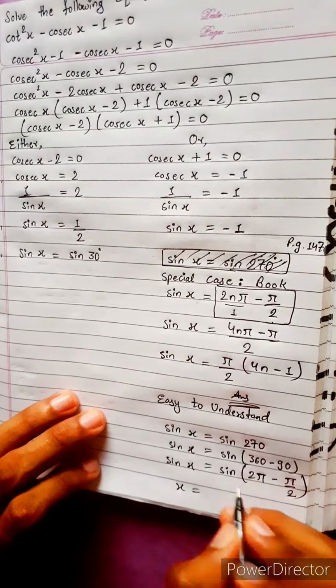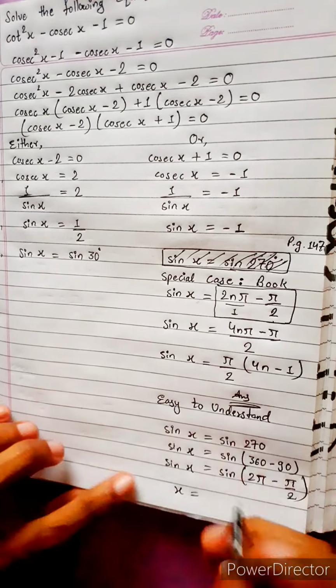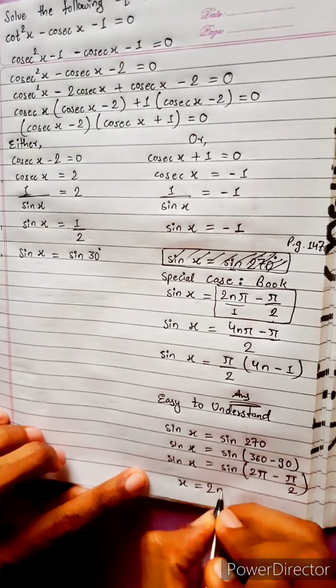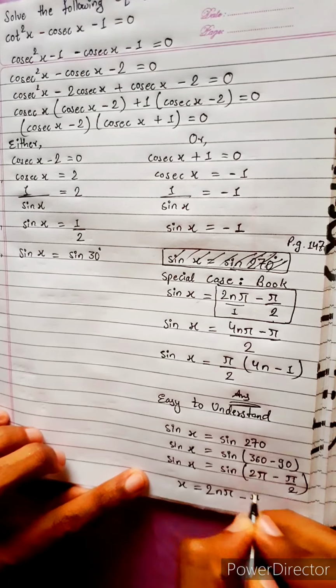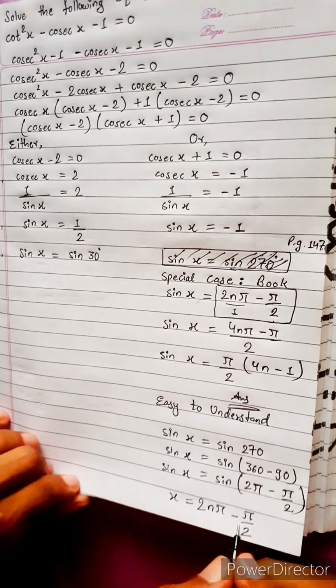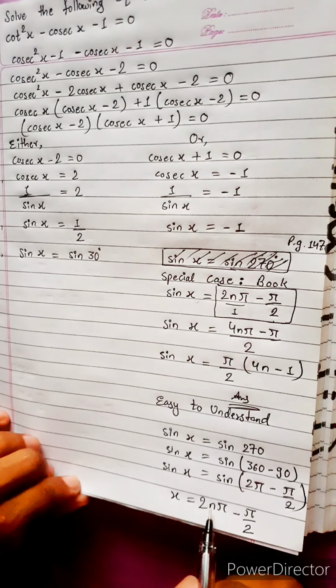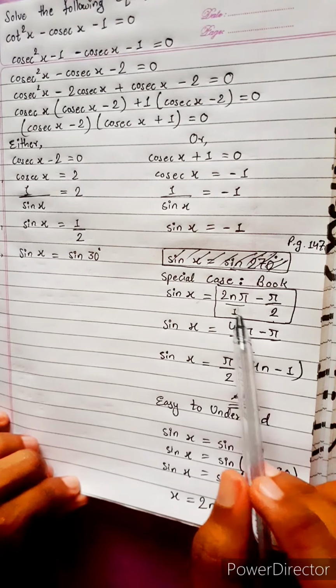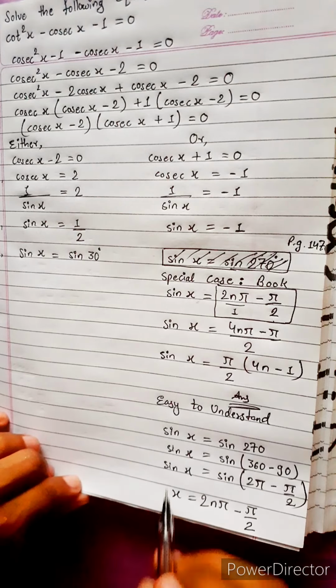But we have to make some rotation also. For a series we have to make one rotation. We have to enter n also. 2n pi minus pi by 2. We have to make this a general formula, which can be used for all the values. So we use here 2n pi. And what is there in the special case? 2n pi minus pi by 2. So we can understand it like this also.